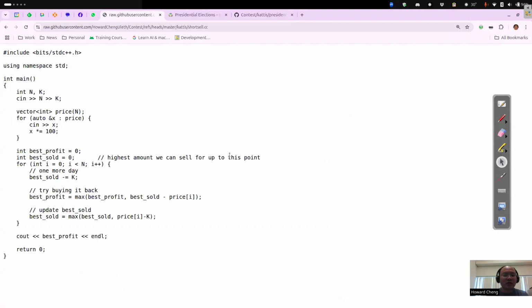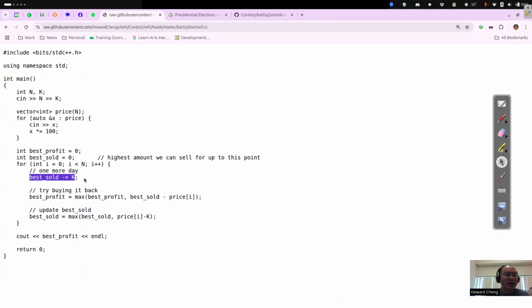So here's my code. I read in the prices and I multiply everything by 100 right away. The best profit is what I'm trying to keep track of in the answer. Best sold is the F that I was computing, the most amount of money I could be holding right now based on what I've sold before.